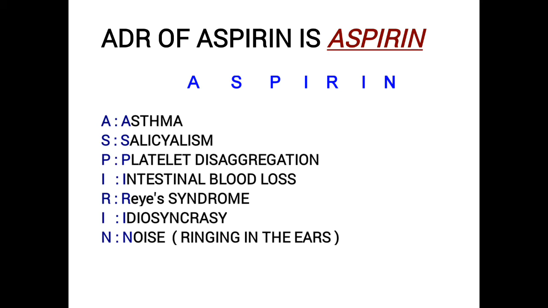The first adverse drug reaction, asthma: aspirin can cause asthma or breathing difficulties, and that is the reason why aspirin and other NSAIDs are contraindicated in asthma. You see the last one, N, noise, ringing in the ears. That's the most widely discussed adverse drug reaction of aspirin. In some cases, it can cause a ringing sound or ringing in the ears. So by using the name aspirin, we can recall the adverse drug reactions of aspirin. And let's see what's the second drug.